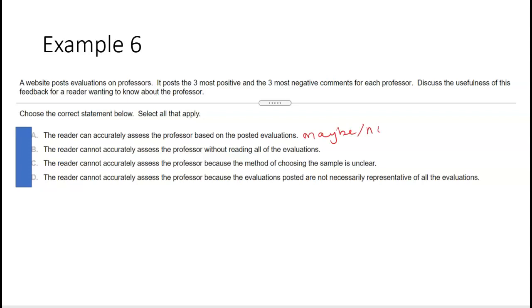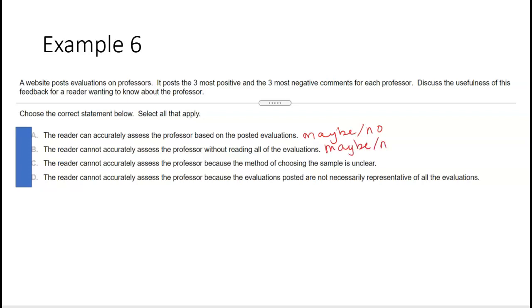And this is how I like to do multiple choice, go through them all. The reader cannot accurately assess the professor without reading all of the evaluations. I mean, maybe one really bad one tells me everything, or one really good one. This is going to be a maybe.